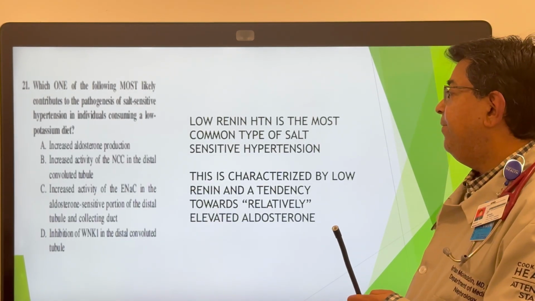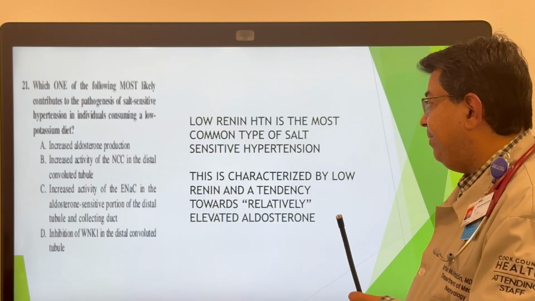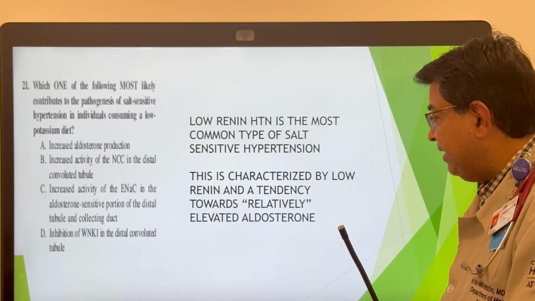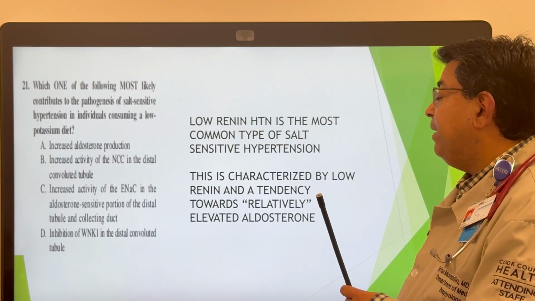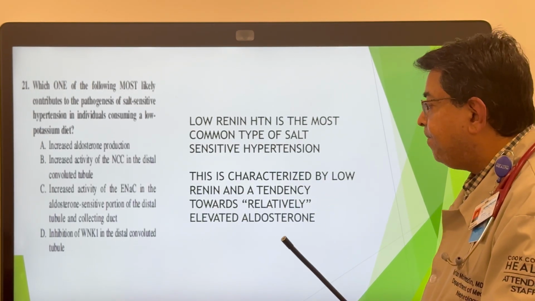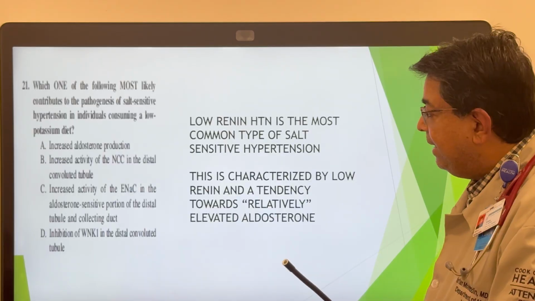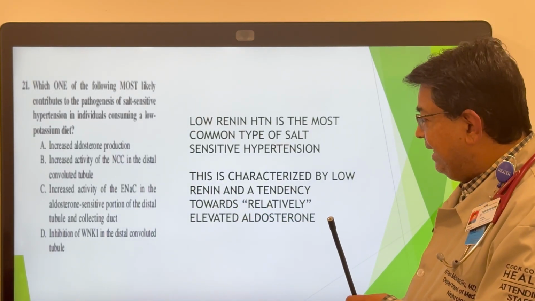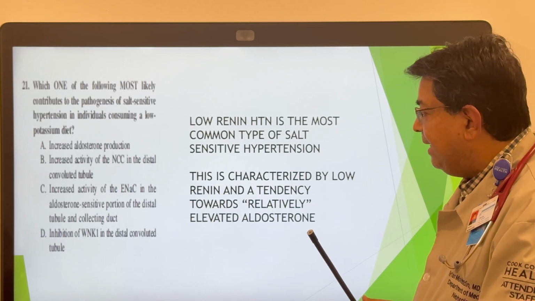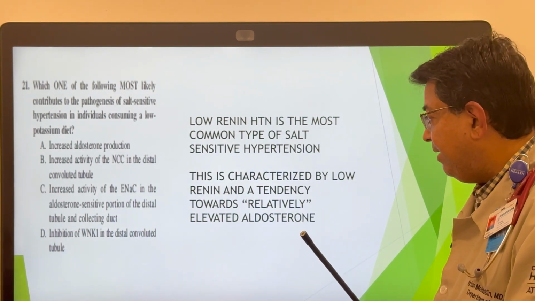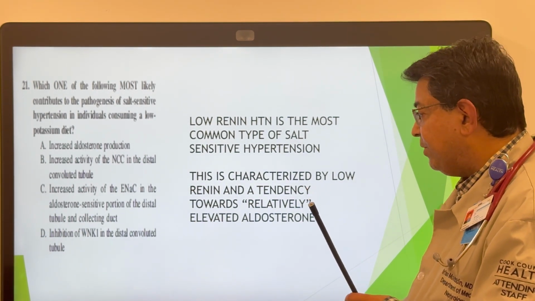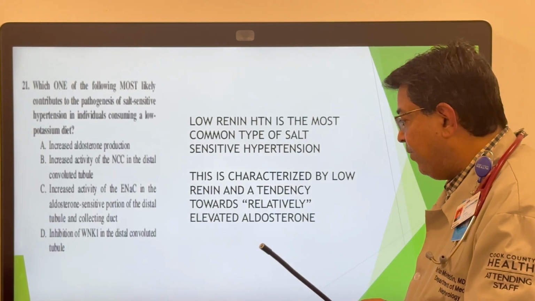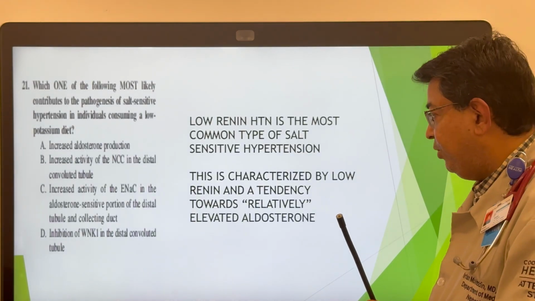So which of the following most likely contributes to the pathogenesis of salt sensitive hypertension in individuals consuming a low potassium diet? Increased aldosterone, increased activity of the NCC in the distal convoluted tubule, increased activity of the ENaC channel in the aldosterone sensitive portion of the distal tubule and collecting duct, or inhibition of the Wnk1 in the distal convoluted tubule.